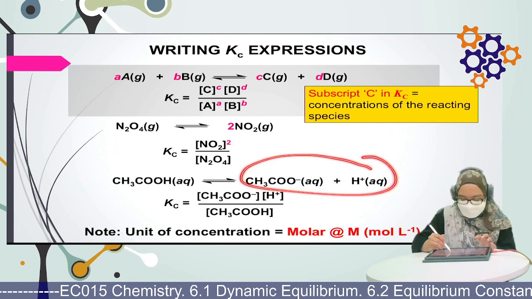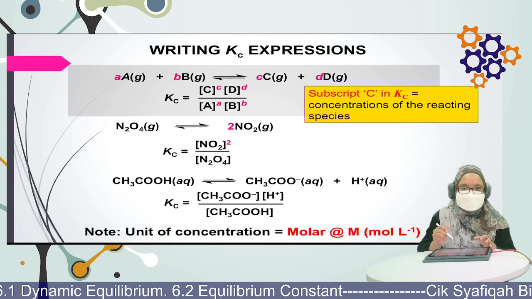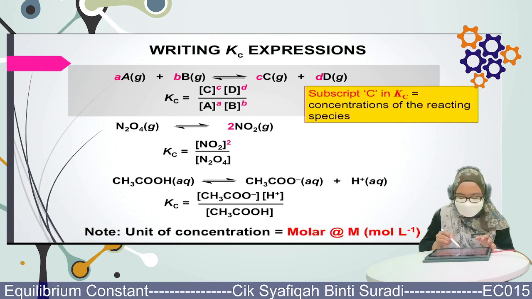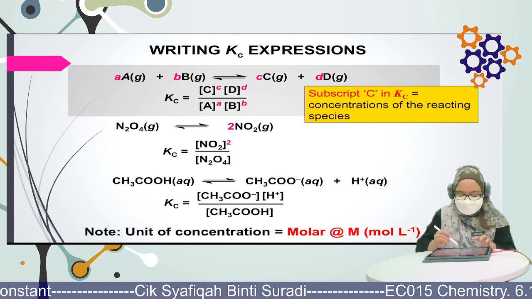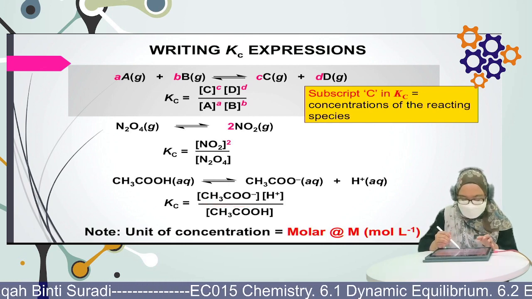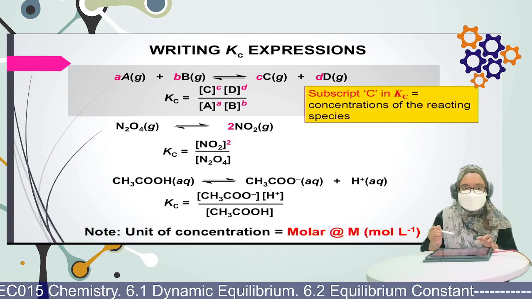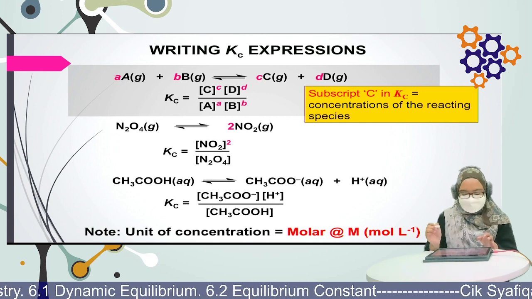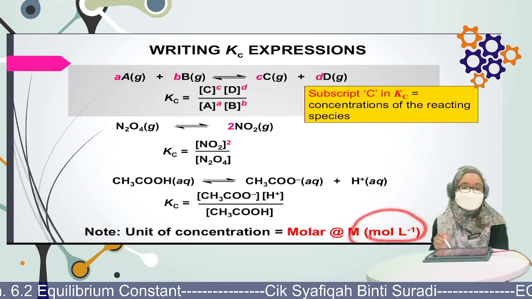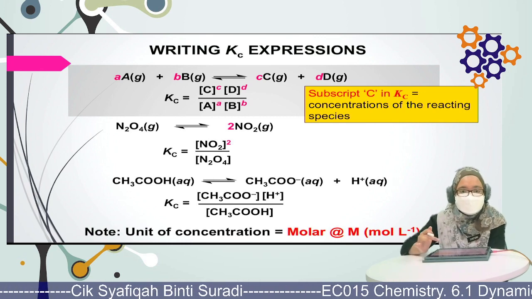So product over reactant kita dapat ni. Dekat sini dia tak ada coefficient, semuanya 1, 1, 1 kan. So sebab tu dia tak ada to the power tu, sebab kalau to the power of 1, sama je lah kan. So kita tak payah tulis pun tak apalah. So kita akan dapat concentration of CH3COO minus times concentration of H plus over concentration of CH3COOH. So unit concentration awak mesti tahulah kan. Ada molar ataupun mol per liter. Mana-mana pun awak tulis pun tak kisah. So itu untuk Kc.